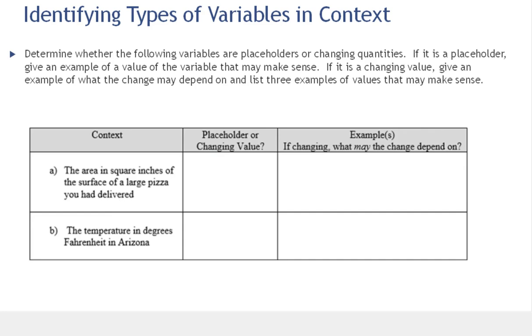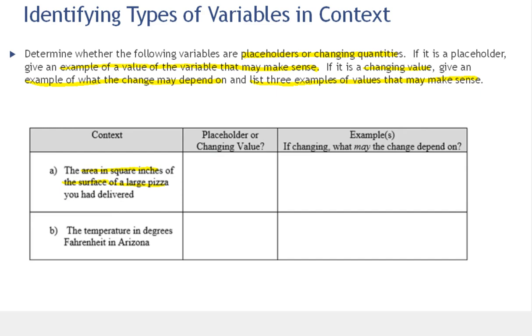So let's work on some examples. So determine whether the following variables are placeholders or changing quantities. If it is a placeholder, give an example of a value of the variable that may make sense. And if it's a changing value, give an example of what the change may depend on, and also list 3 examples of values that may make sense. So looking at the first one, we have the area in square inches of the surface of a large pizza that you had delivered. So we want to determine whether this is a placeholder or a changing value.